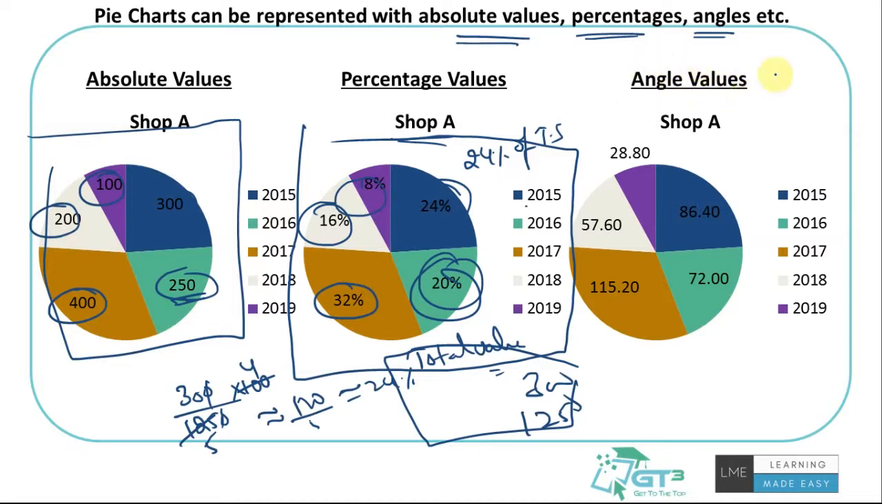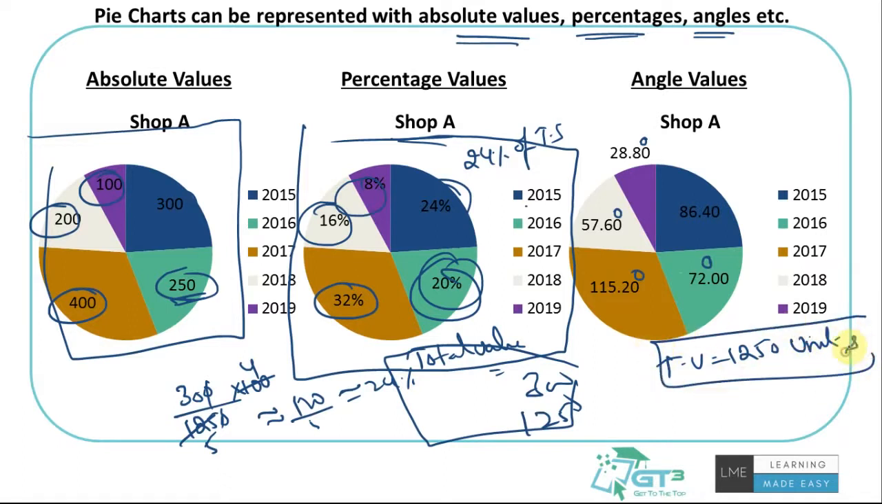The third type is giving angle values, right? So 72 degrees, 86.4 degrees, 28.8 degrees, 57.6 degrees, 115.2 degrees. All of these are basically given in angles so that I can do the same thing. Let's say I tell you that the total value is 1250. The units sold by shop A in all 5 years together is 1250 units. How many units did it sell in 2016? It is showing 72 degrees here. So 72 degrees out of 360 degrees, into 1250. 72 ones are 72, 72 fives are 360, and 360 into 250 gives 250 units.